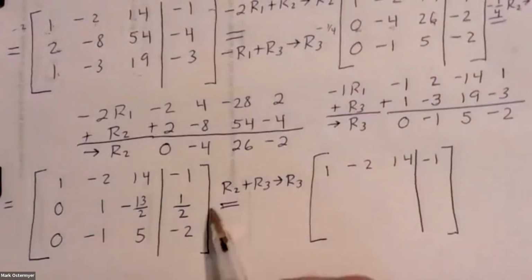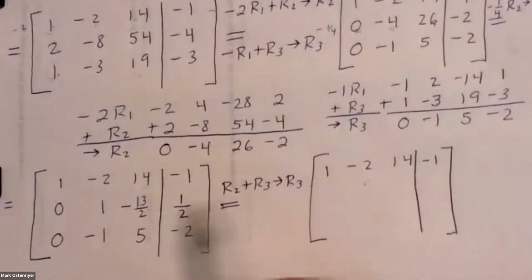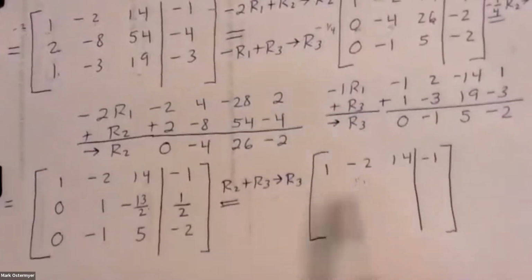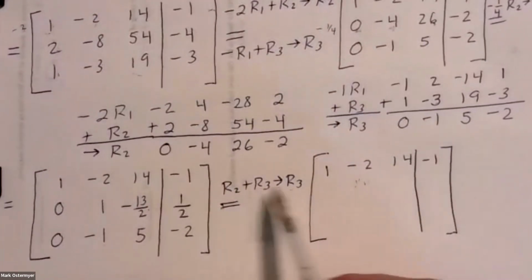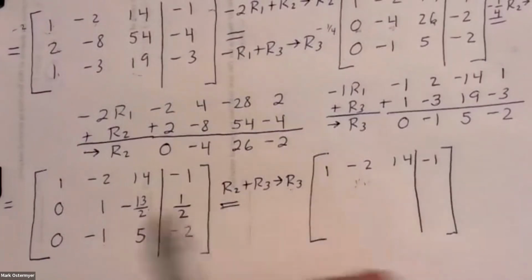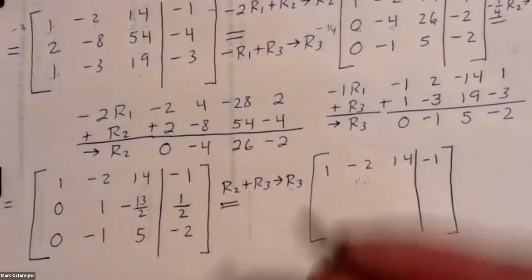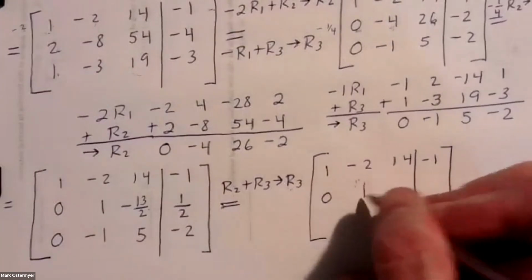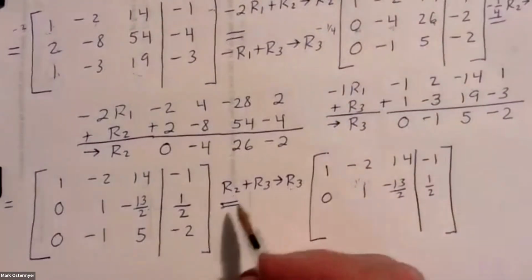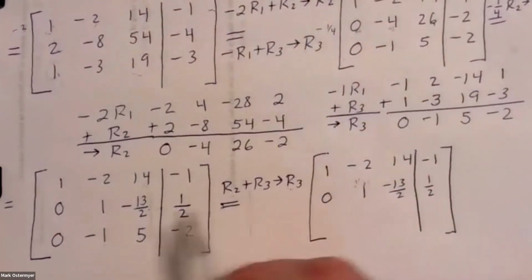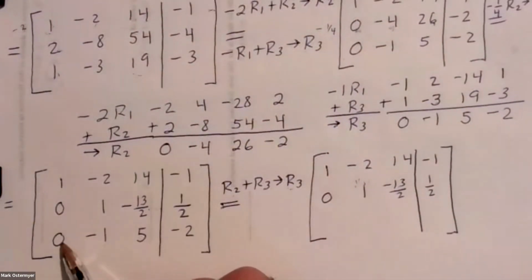Am I changing row 2 from here to here? No, I'm changing row 3. I'm using row 2 to update or change row 3, but row 2 does not change from here to here. Pencil back in row 2. All right, now we're going to change row 3 by adding row 2 to the elements of row 3.